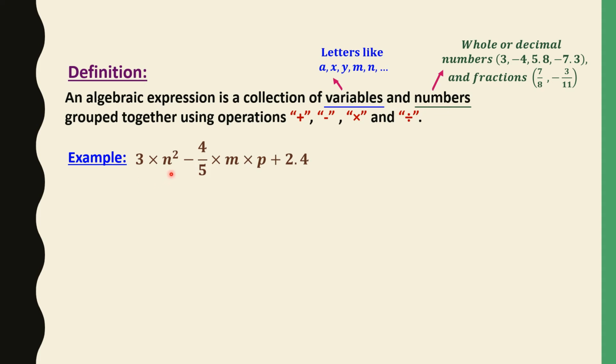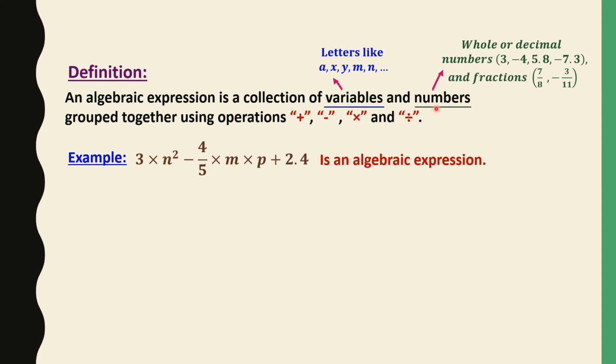3 times n squared minus 4 over 5 times m times p plus 2.4 is an algebraic expression. Why? Let's see. First, it's a collection of variables. Here we have 3 different letters, m, n, and p. Here, instead of writing n times n, we wrote n squared.